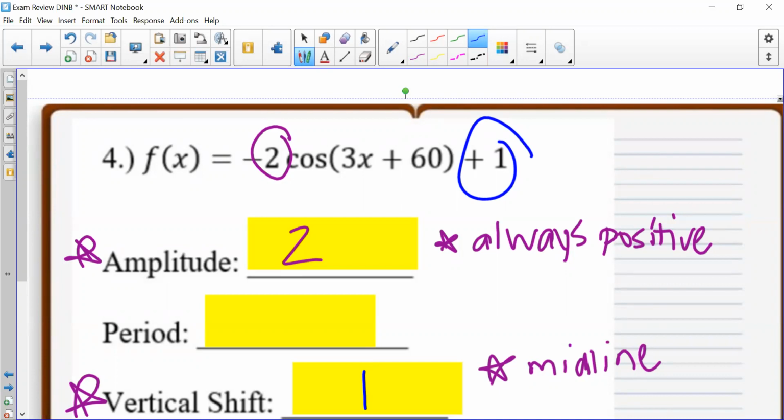Period was the hardest one. To find the period, we did 360 because there's 360 degrees in one period of the parent graph of sine or cosine. And we divided it by the number in front of x, which is 3. So 360 divided by 3 is 120 degrees. So that's how we found our period. Sometimes they'll ask you to convert that to radians, which we learned how to do in the first problem. So you could convert that to radians if you needed to.